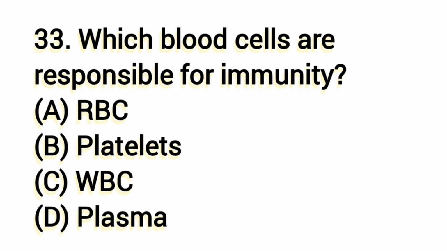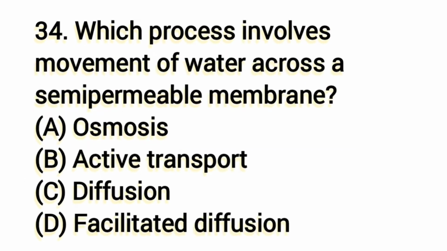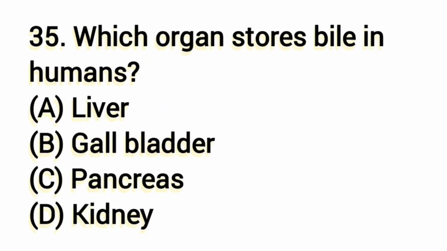33. Which blood cells are responsible for immunity? A. RBC. B. Platelets. C. WBC. D. Plasma. Answer is C. WBC. 34. Which process involves movement of water across a semi-permeable membrane? A. Osmosis. B. Active transport. C. Diffusion. D. Facilitated diffusion. Answer is A. Osmosis.